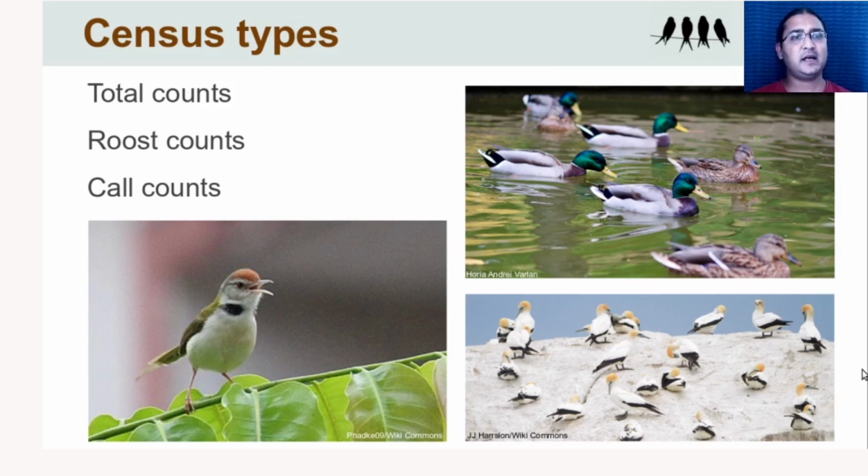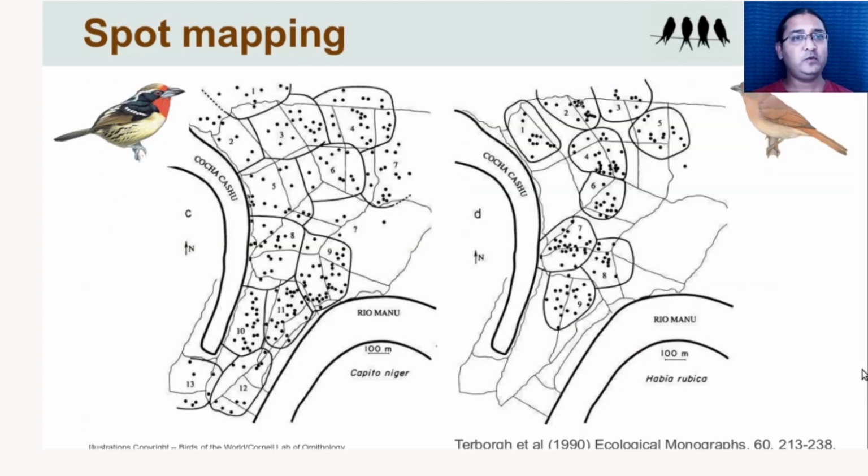A third census type is the call count, where, if you assume that all of the individuals, especially all of the males of the population of a bird, are calling or singing, then you can walk through the habitat and count the number of birds that are calling in that particular part of the habitat. One of the ways in which call counts have been used to estimate population sizes, or to estimate how many territories of a bird are present in a habitat, is what is called spot mapping.